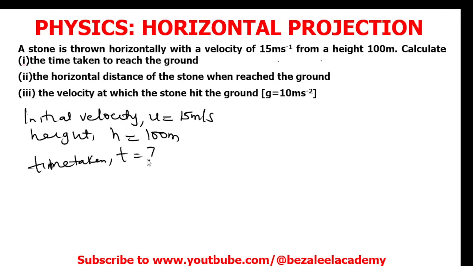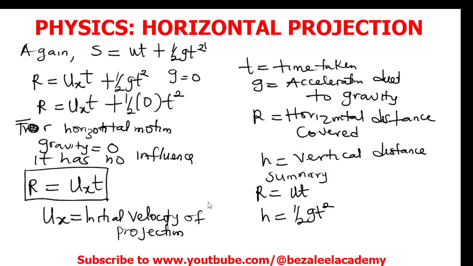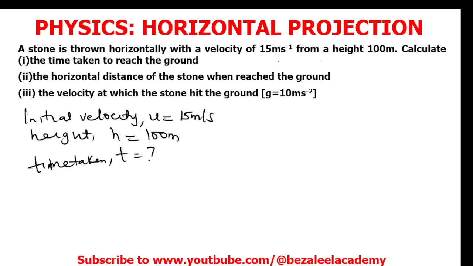And then how do we go about this calculation? You are going to recall the summary from here. You will agree with me that R equals ut, and h equals half gt squared. So from this, we are given u, we are given h. We are asked to calculate time. So from here, can we make use of this formula in order for us to calculate our time? You will agree with me that it is this one, h equals half gt squared.